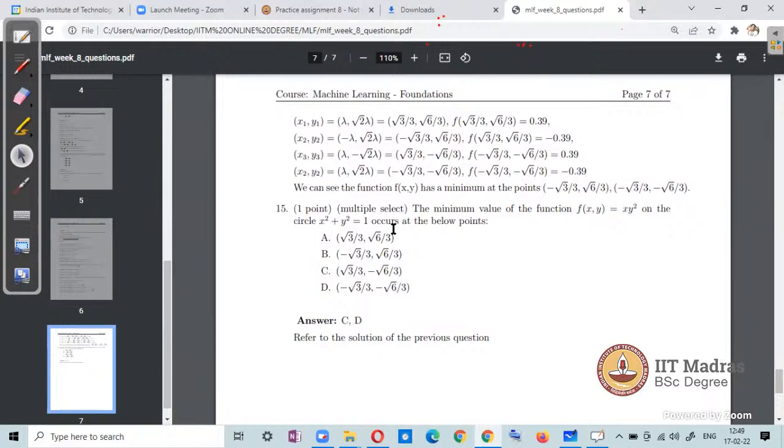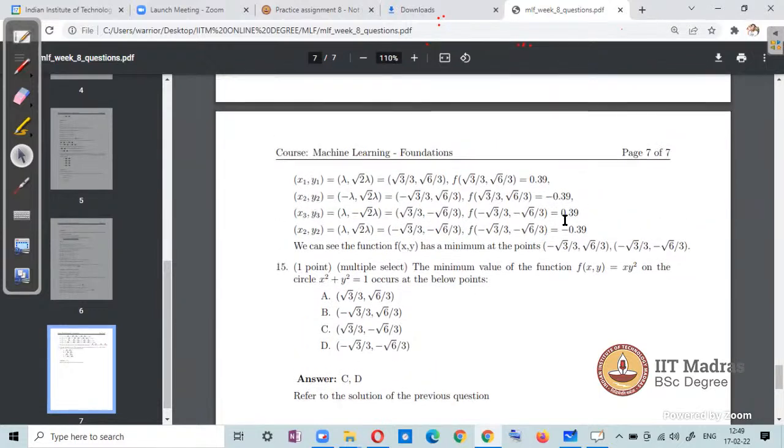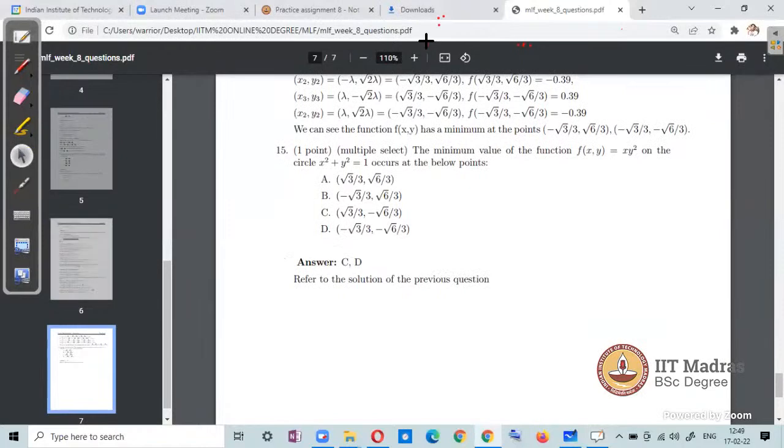All the questions of the practice assignment are done. The minimum value of the function f(x,y) equals xy square on the circle occurs at which point. So we saw here at the C and D points, these two points, we are getting minus 0.3 and minus 0.3. Here also it should be minus lambda and minus root 2 lambda. Actually, it is not, but here it is written correctly. So I think we are done with this one.